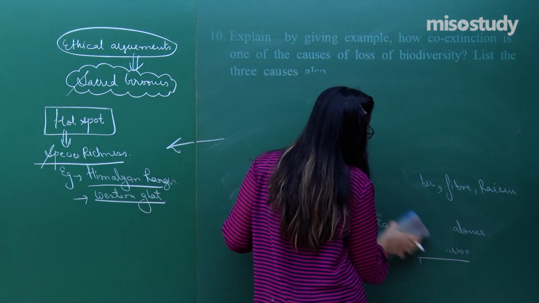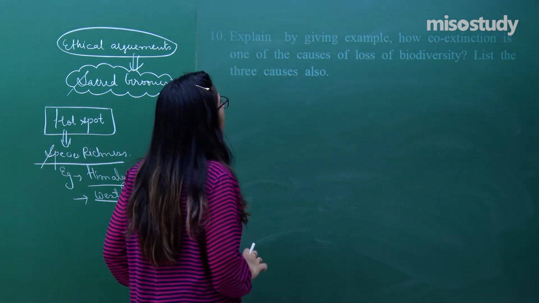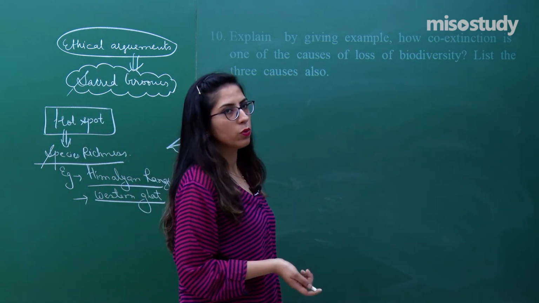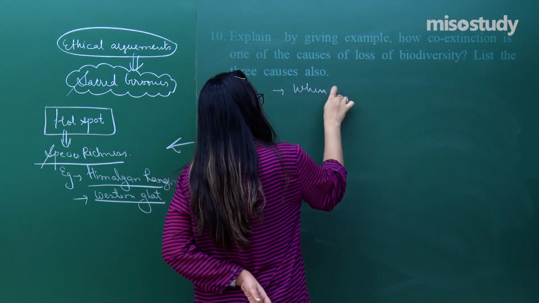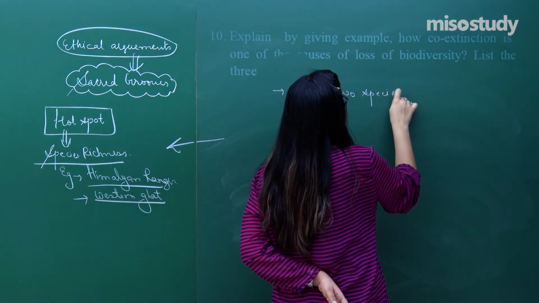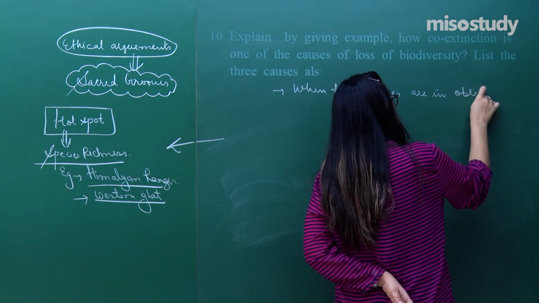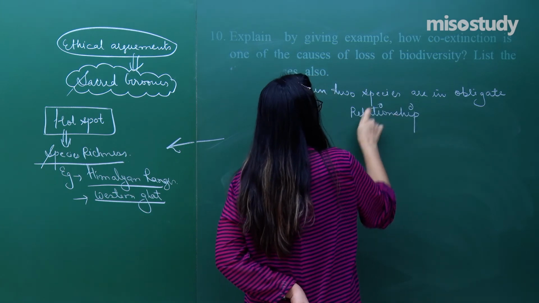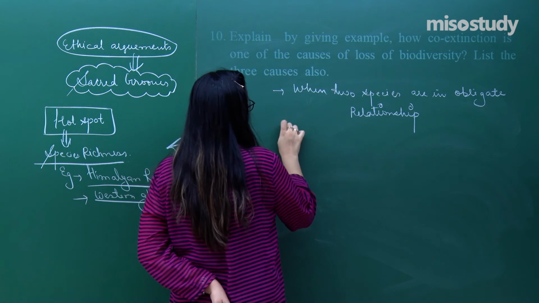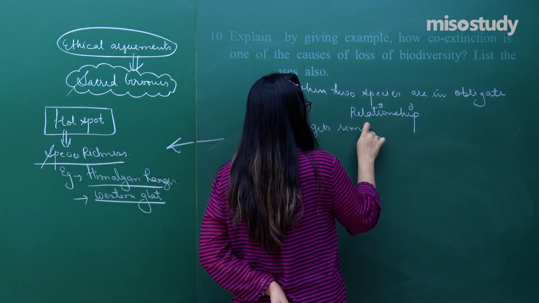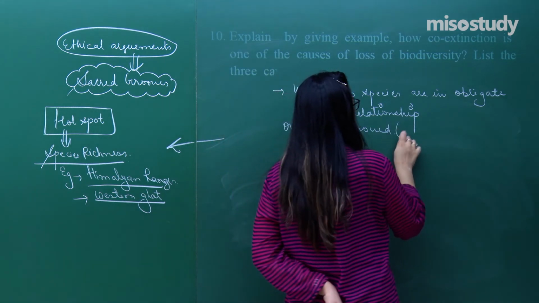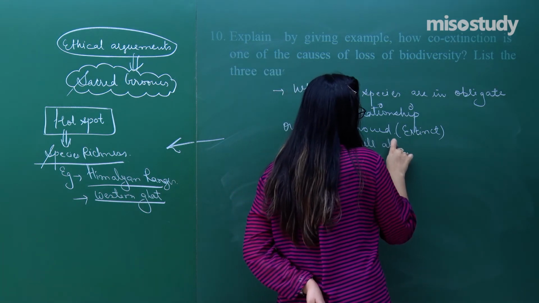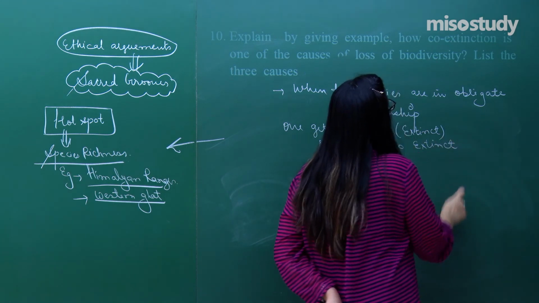This is the same category of 5 marks, a long answer type. Explain by giving an example how co-extinction is one of the causes of loss of biodiversity. List 3 causes also. Co-extinction we have discussed: when two species are in an obligate relationship, if one gets extinct, the other will also go extinct. This is called co-extinction.